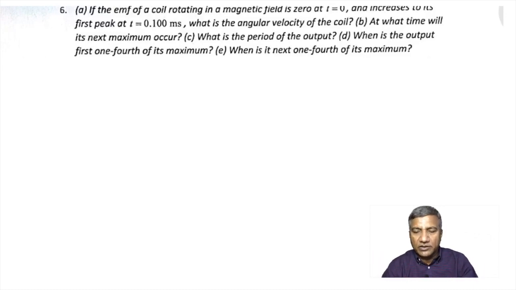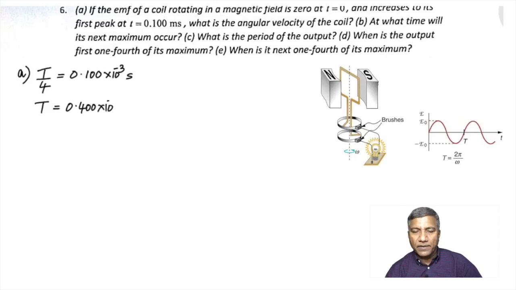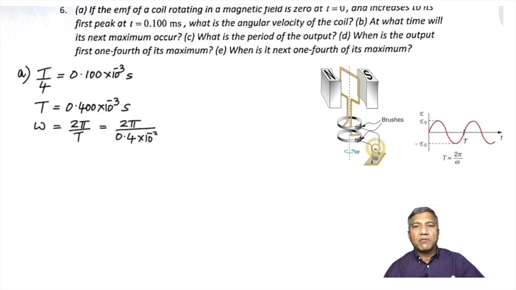So we know that the time that's given is 1/4 of the time period, and therefore T by 4 is 0.1 times 10 to the negative 3 because it's in milliseconds, from which you get the time period simply by multiplying by 4. And then we find omega by using 2 pi by T. So we get the omega, which is the angular velocity.